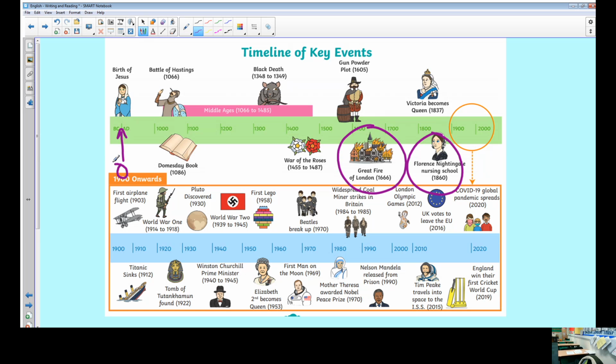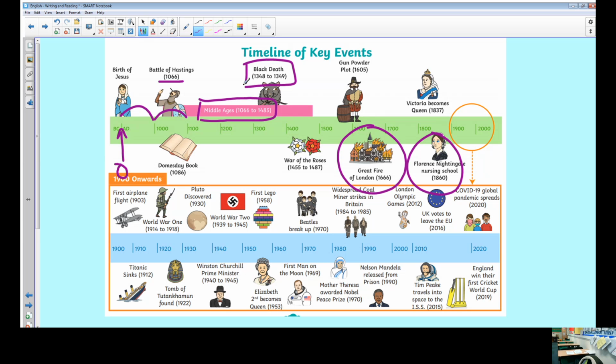On this particular timeline, it starts at the year 0 and works along in jumps to the major key events of humanity. So obviously in 1066, you've got the Battle of Hastings, moving up the date line, and the Middle Ages as a period for human beings. You move along to the key date of the Black Death, a terrible plague, something that you might learn about in the next few years at primary school and particularly in high school.